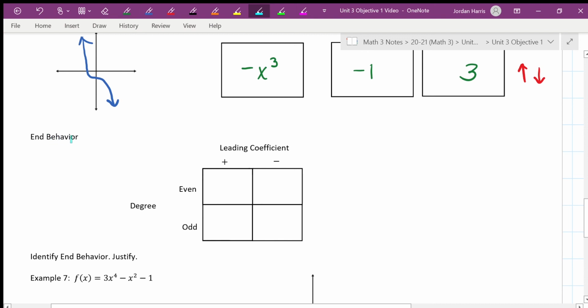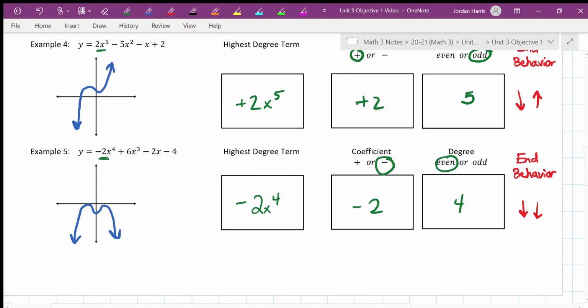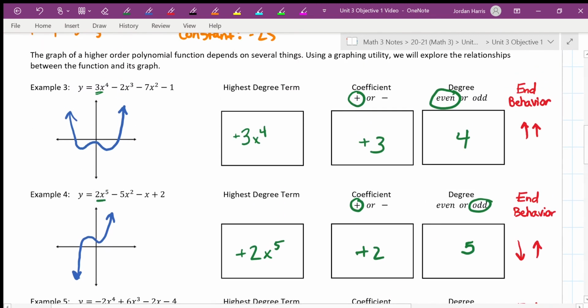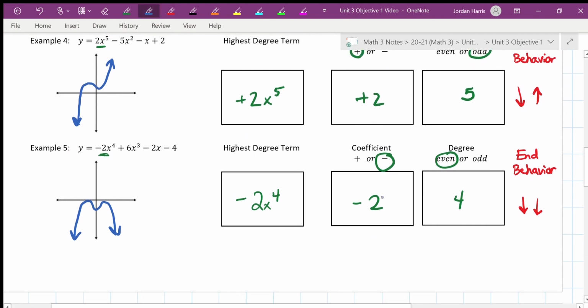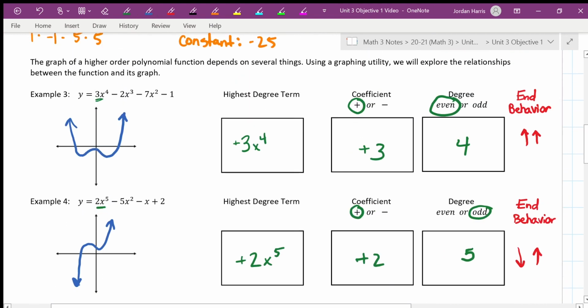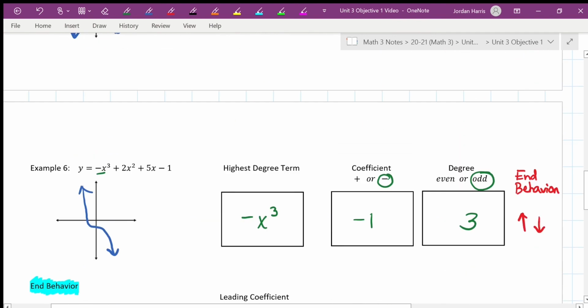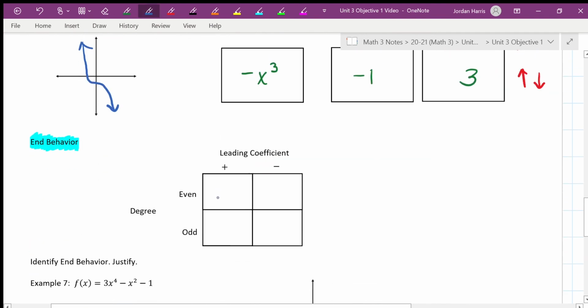The end behavior, what we were just looking at, is what we're talking about in this section. So the end behavior is what we're going to notice. So if we go back and look, if we had an even degree, hopefully you noticed this one was even, in example 5 and example 3, when we had an even degree, the behaviors were the same. When it was a negative lead coefficient, they were both down. Positive lead coefficient, they were both up. So even is positive, up, up, negative, down, down.